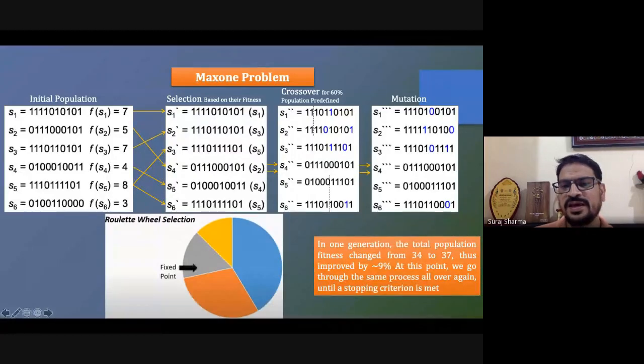Now what it is saying is, this is one generation, right? The total population fitness changed from 34 to 37, thus improved by 9%. At this point, we go through the same process all over again until a stop criterion is met. So until the stop criterion is met, this genetic algorithm will go on refining our chromosomes so that we get the desired fitness value.